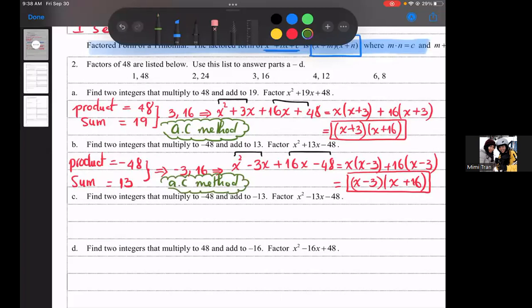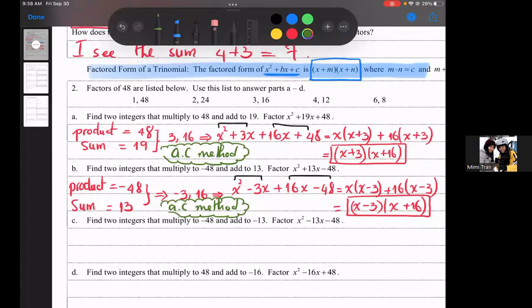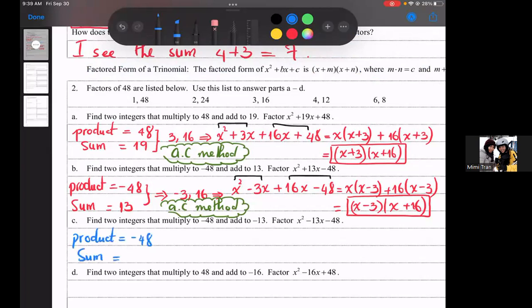So let's see. I want to find two integers that multiply to negative 48 and add to negative 13. I'm going to use a different color because I'm using a different method. So the product is negative 48 and the sum is negative 13. Well, I know one of them has to be negative, right? It's still 3 and 16, but what's the sign?